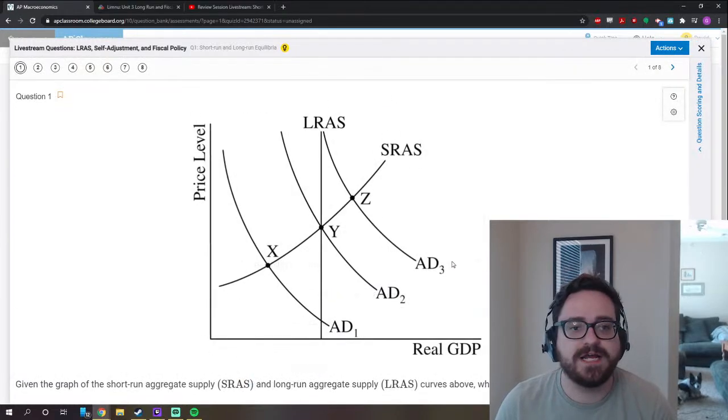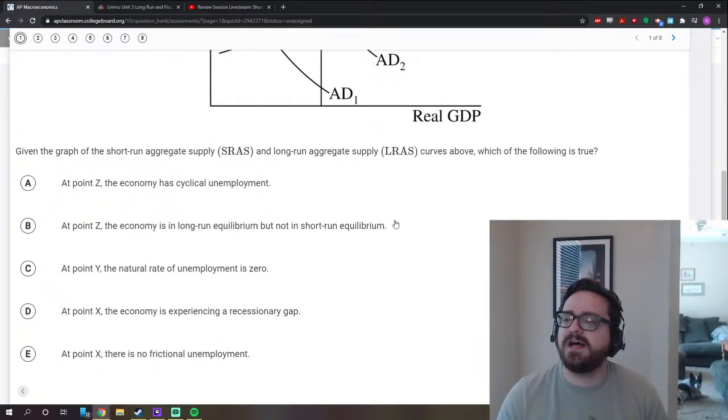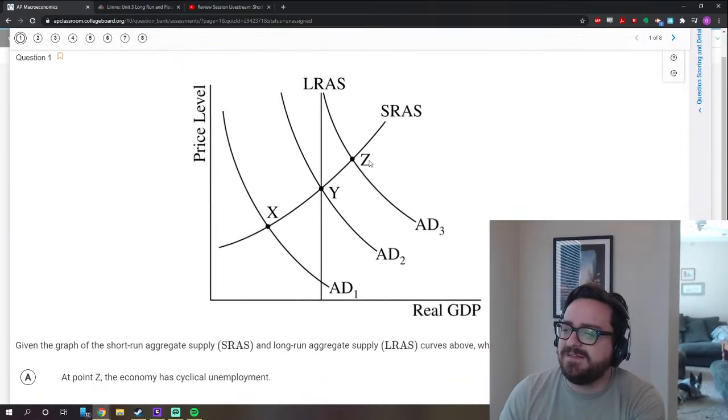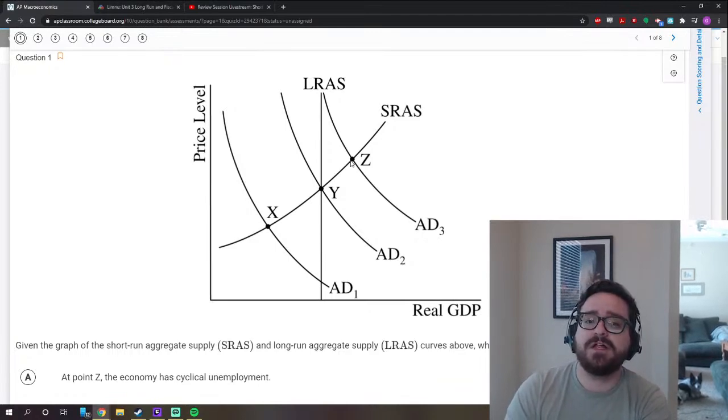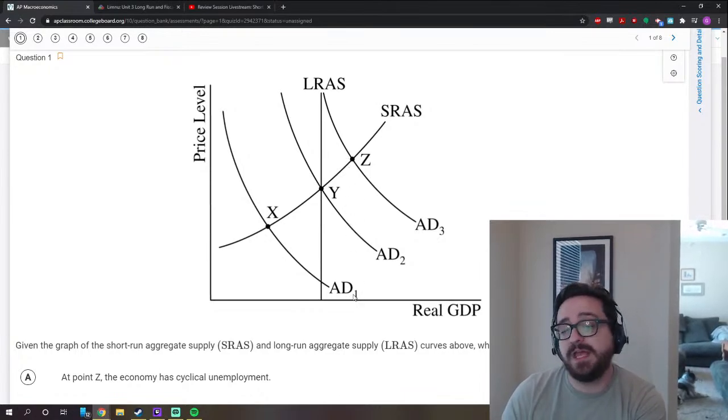Make it huge. Let's see what happens. All right, I got a graph. Oh, look, there's three different aggregate demand curves, point X, point Y, point Z. Given the graph SRS and LRS, which of the following is true? A, at point Z, this economy has cyclical unemployment. Vocab time. Cyclical unemployment is unemployment caused by a recession. At point Z, they are in a positive output gap, aka inflationary gap. They're not in a recession.